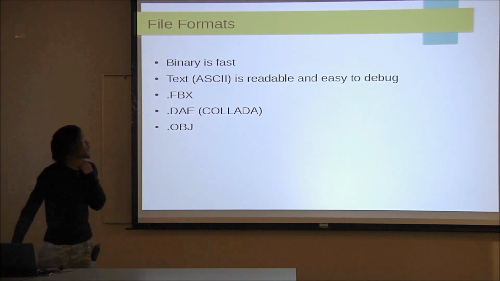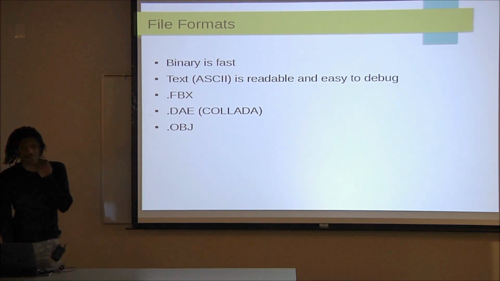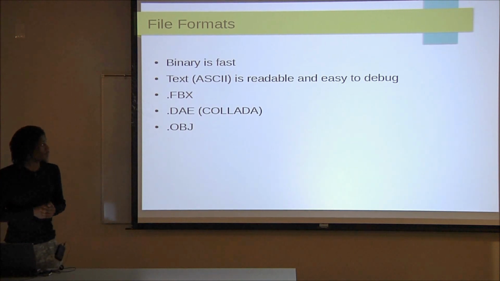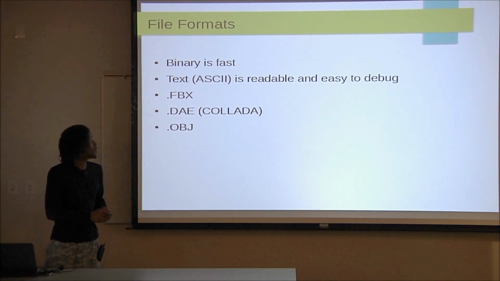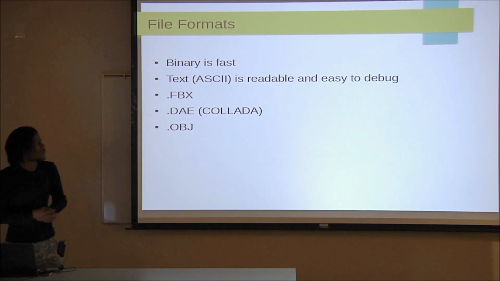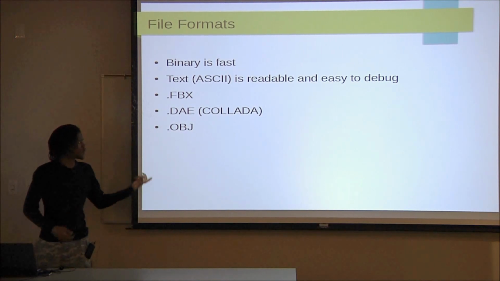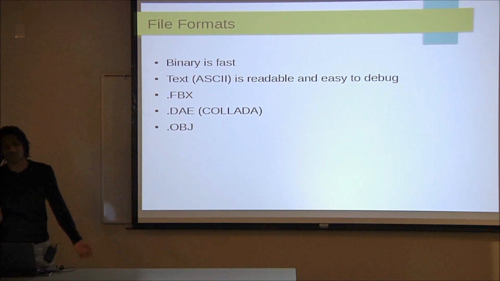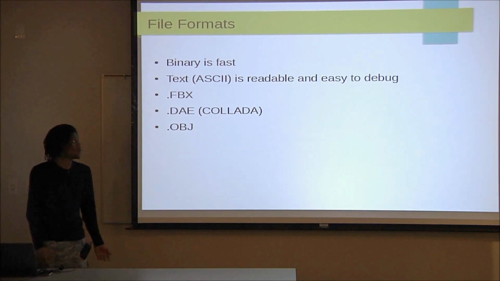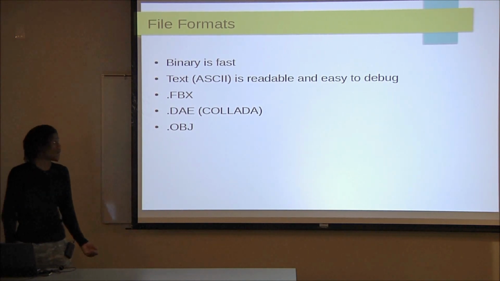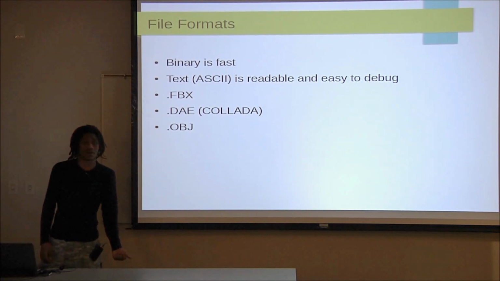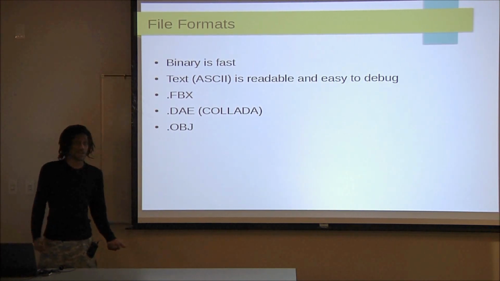All right, file formats. Binary is fast. Text or ASCII files are readable and easy to debug, like I explained earlier. Some file formats I've had experience with: FBX, Collada, OBJ. Collada is open source. There's a lot more tools available for Collada. FBX is powerful, it's popular. The artists here are probably going to want to give you an FBX file.